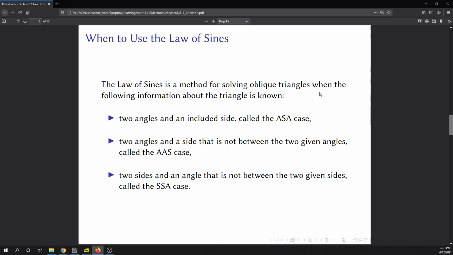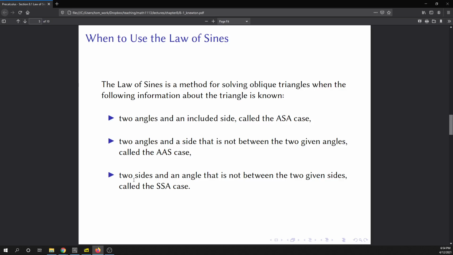To use the law of sines, there are three different cases that we are going to look at. The first one is the angle-side-angle case. This is where you have to solve an oblique triangle and you're given two angles and the side in between the two angles. Then you can use the law of sines. You would also use the law of sines if you're given two angles and a side that's not in between the two angles, because essentially it boils down to the first case anyway.